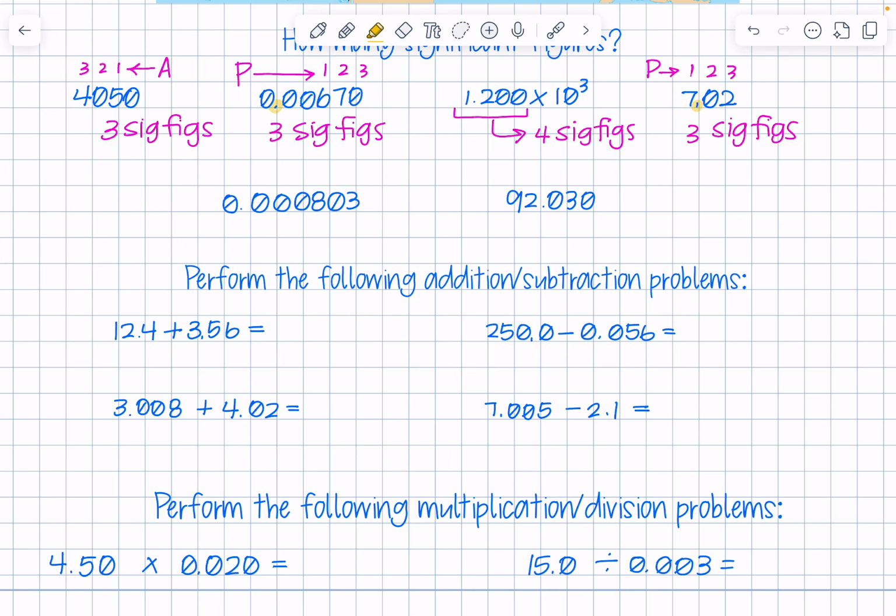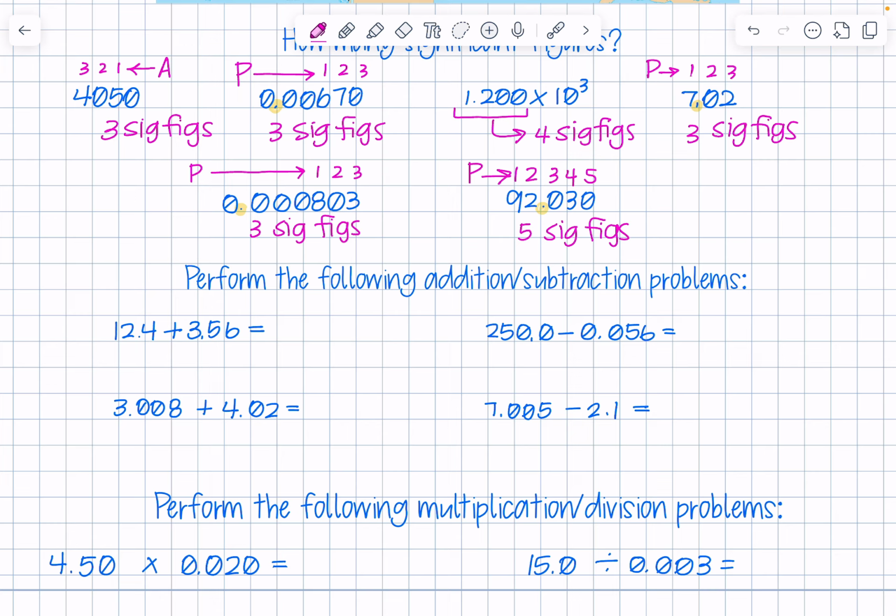All right, next number. I have a decimal. It's very tiny, but it is there. So I'm going to start on the Pacific side, go till I get to something that's not a 0, and then count from there. 3 sig figs. And then for this final example here, I have a decimal, so it is present. Start on the Pacific side, go till I get to something that's not a 0, and then 1, 2, 3, 4, 5. There are 5 sig figs in that number.